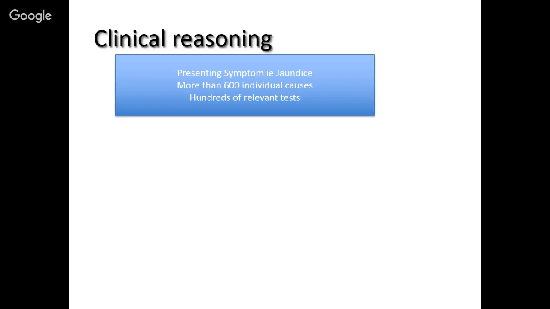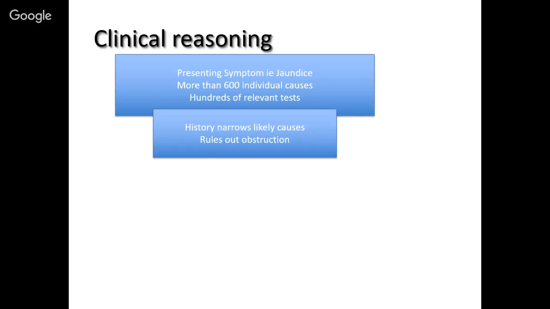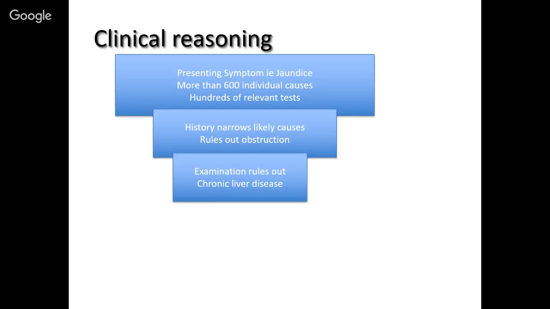Just to sort of explain the clinical reasoning. So we've got somebody with jaundice, and there's more than 600 causes of jaundice, ridiculous numbers of causes. But with the history, we can rule out obstruction. The examination might rule out chronic liver disease and tell you this is something very acute. And then a simple test, like the liver function test, will confirm the pattern. And once you see that it's a hepatocellular pattern, then you go to order all the tests that relate to a hepatocellular cause. Does that make sense?